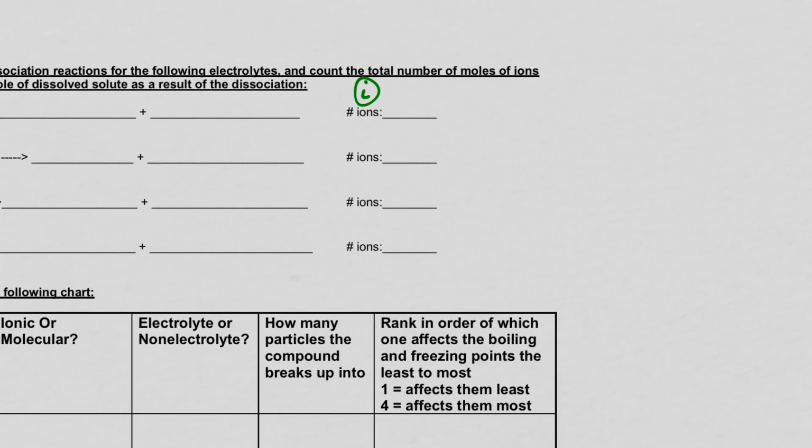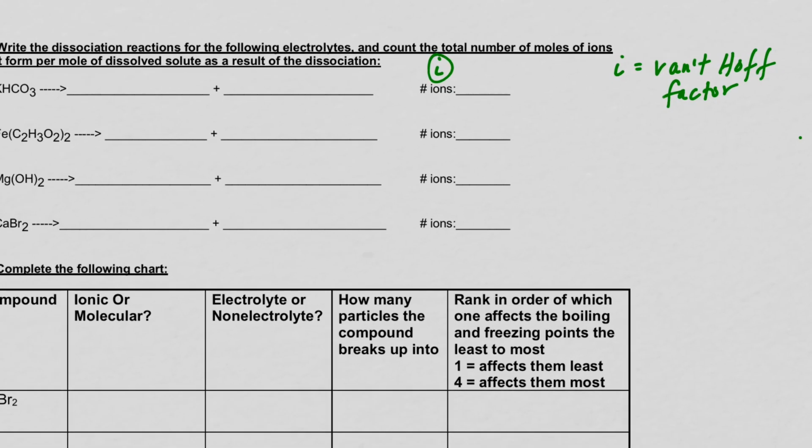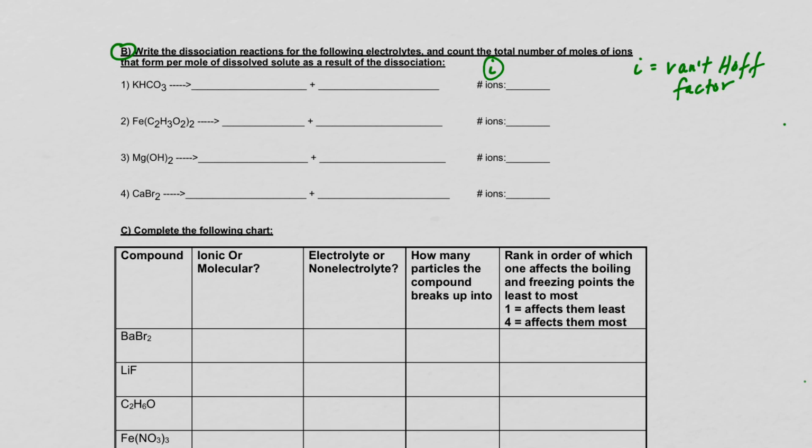I wanted you to also recognize that the I factor is sometimes known as the Van't Hoff factor. You're going to see that in your vocabulary, that the Van't Hoff factor is the number of ions that a substance dissociates into. You may also find that table E can be your friend, the polyatomic ions. To be able to recognize the polyatomic ions, table E can be your friend.